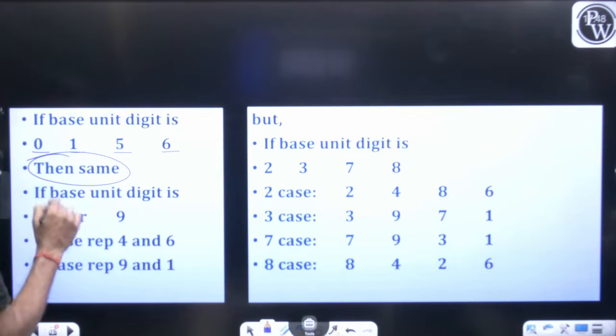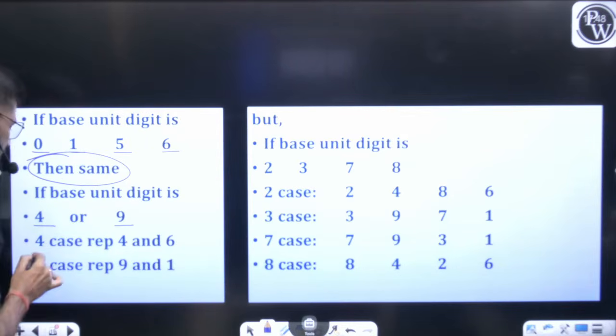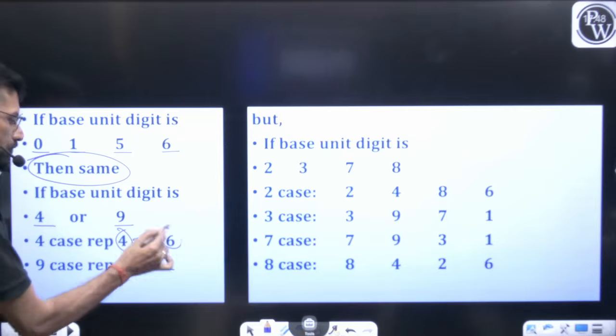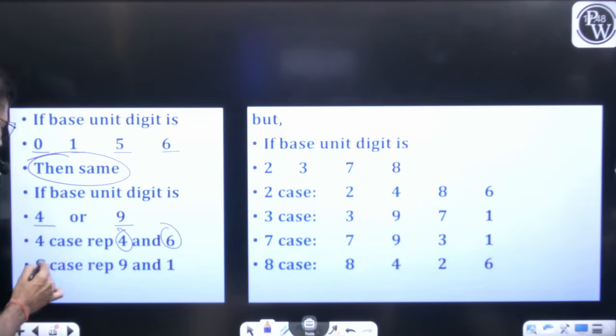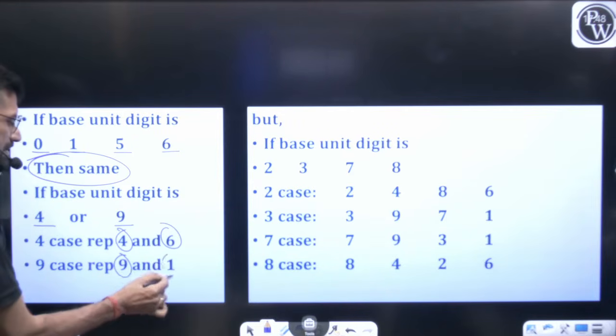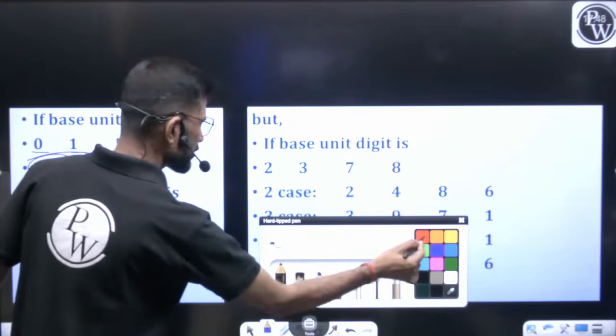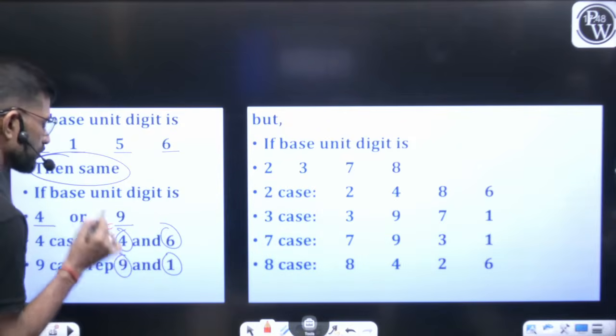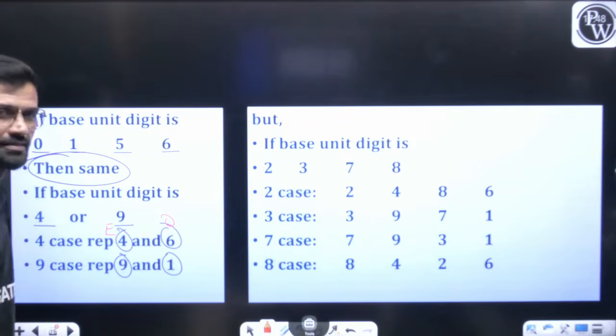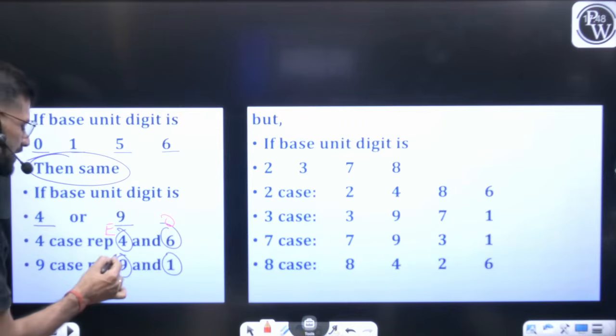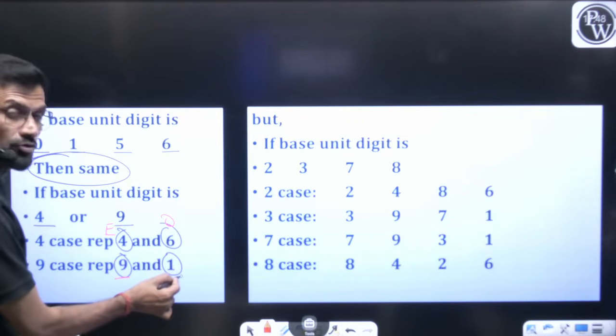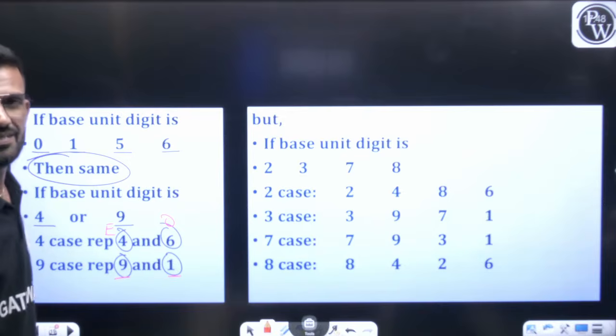If the base last digit is either 4 or 9: in the 4 case, which two numbers are repeating? 4 and 6. Am I right? In the 9 case, which two numbers are repeating? That is 9 and 1. Just by seeing the power, you can say power even number, 6 is the answer, power odd number, 4 is the answer. Base last digit 9, power odd number, 9 is the answer in the unit digit, and power even number, 1 is there in the unit digit.